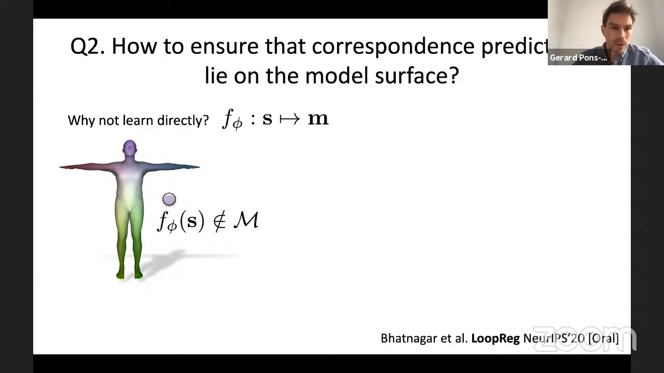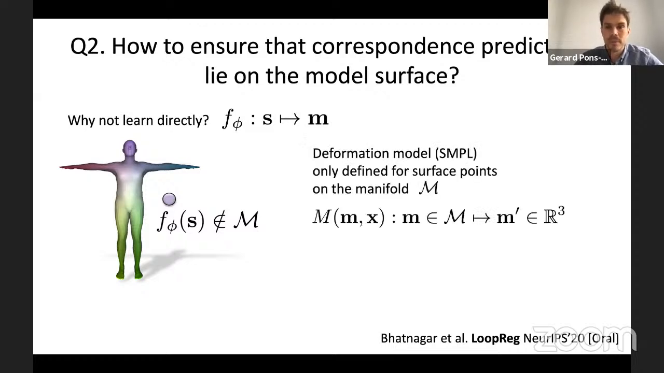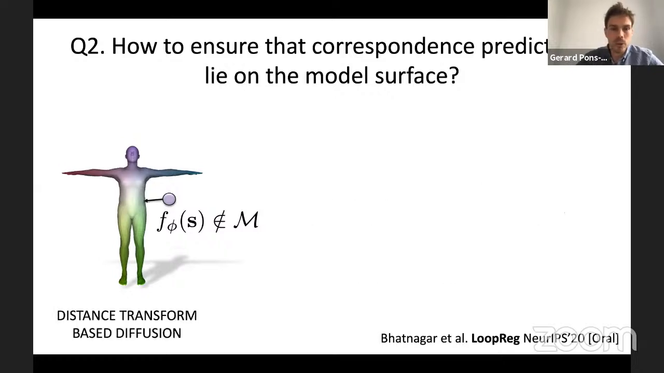So again, the problem is that we might land off manifold, right? And off manifold, I don't have my morphable model defined. I don't know what to do. I don't know how to transform these points. So this is M, for example, take SMPL. SMPL is only defined for the vertices, nowhere else, okay? So it's not defined off the manifold. So what do we do here?